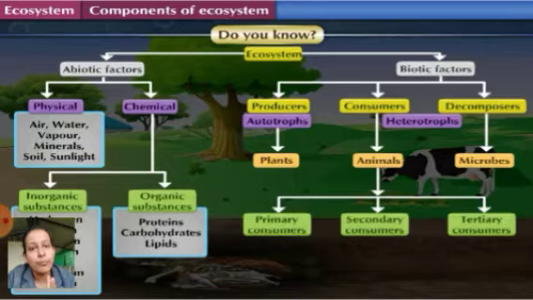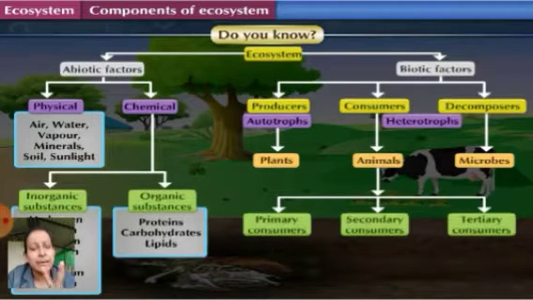So the main components of the ecosystem are abiotic factors, which are non-living ones, and biotic factors, called living factors. Living things, all animals, plants, human beings, and microorganisms, are called biotic factors. Again, abiotic factors are broadly classified into two types, that is physical abiotic factors and chemical abiotic factors. Physical ones are like air, water vapor, minerals, soil and sunlight.